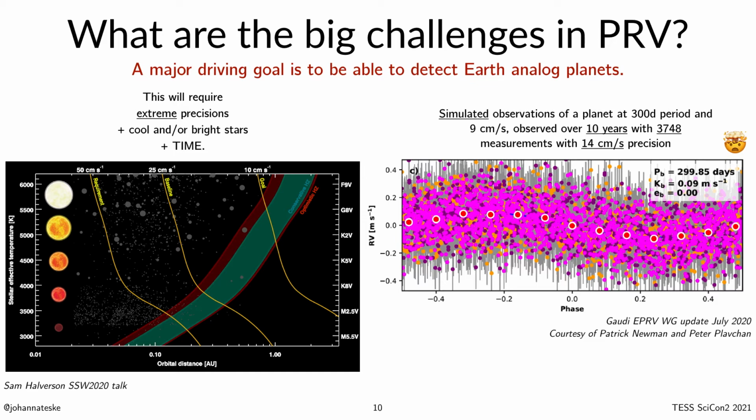But it's entirely possible that we may never be able to detect planets with signals at that goal of 10 centimeters a second. On the right, I show a plot from Patrick and Peter illustrating what this signal might look like. This is a simulation, not real measurements. But you can see that in this simulation, these are observations over 10 years, thousands of measurements, with a precision we cannot yet achieve. So I definitely was mind blown when seeing this plot.